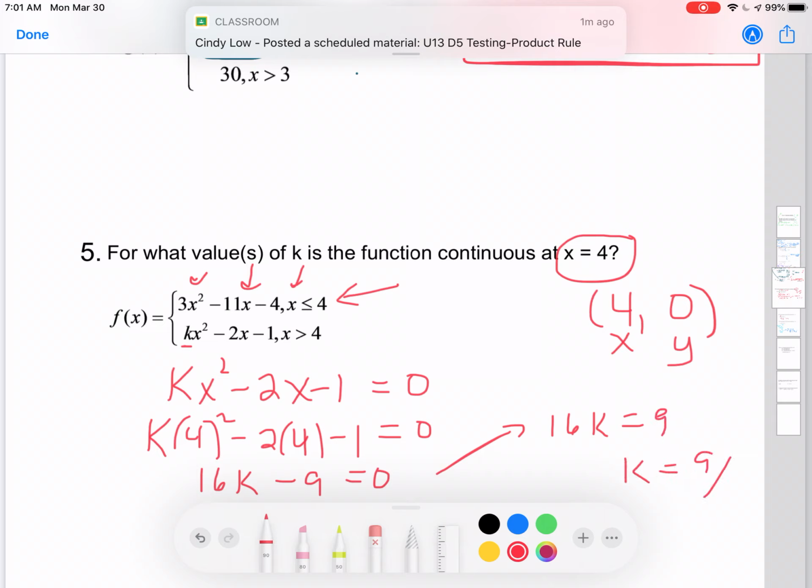Sorry guys for all that beeping. It's all the documents for pre-calc and algebra 2 loading at 7 a.m. to Google Classroom. So we get 9/16. Okay. Alrighty.